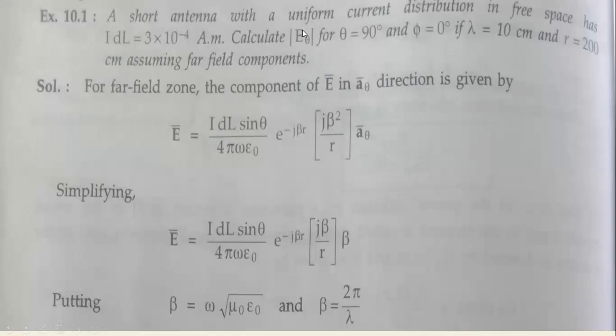First, calculate mod of E theta. Calculate mod of E theta for theta equal to 90 degrees and phi equal to 0 degrees, if lambda is equal to 10 centimeter and the radius r is equal to 200 centimeter, assuming the far field components.